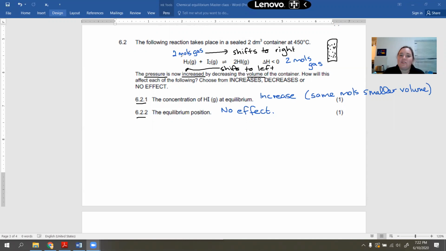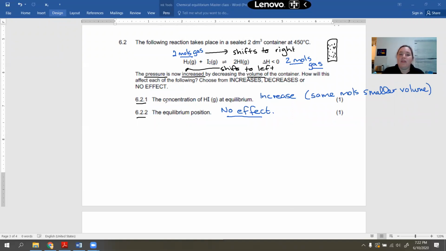But I said that there are 2 moles of gas starting materials and 2 moles of gas in the product. So the instinctive response for most people is that for the change to the concentration of HI at equilibrium, there's no effect because the equilibrium isn't going to be changed. And that's 100% correct. The equilibrium position, there's no effect to it. Neither the forward or the reverse reaction is favored. And in fact, we'd even say that the equilibrium is not disturbed.